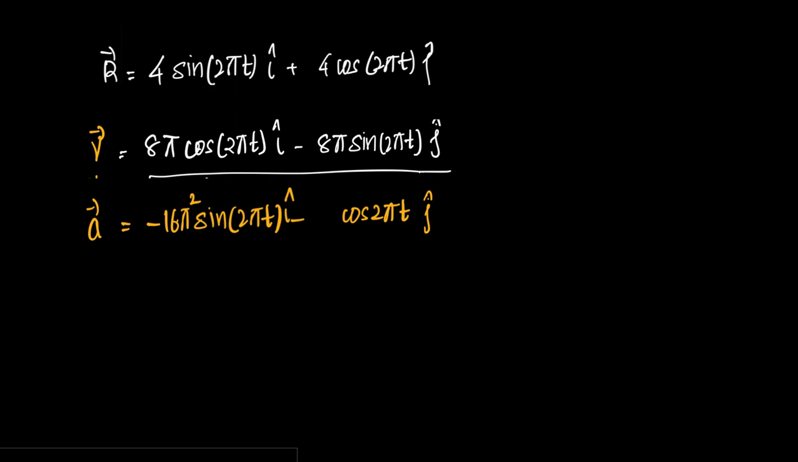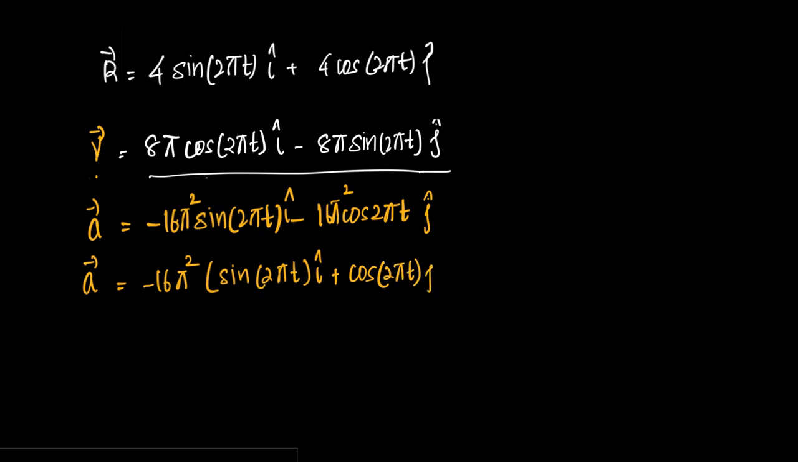Now what is the derivative of 2 pi t? It is 2 pi. So 2 pi into 8 pi is 16 pi square. So acceleration is minus 16 pi square sine 2 pi t into i cap minus 16 pi square. Okay, if we take minus 16 pi square common, what is left inside the bracket? What we have is sine 2 pi t into i cap plus cos 2 pi t into j cap, right?